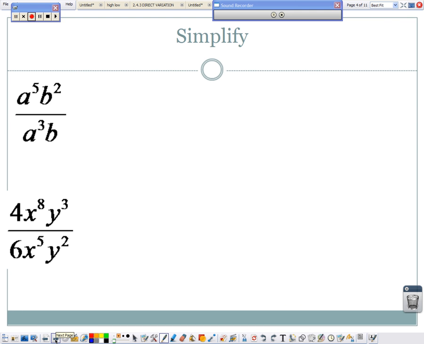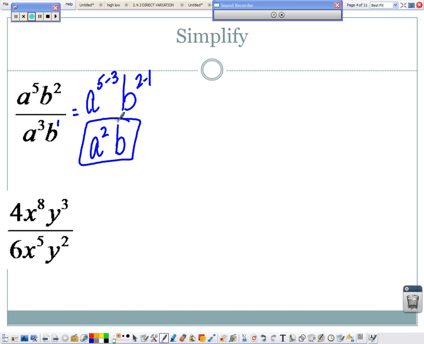So if we did a quick example, first thing is that we need to make sure that they have the same base. So in this example, we're going to do the a's. So if I subtract those, I'm going to end up with a to the 5 minus 3, b to the 2 minus 1. Remember, there's not an exponent on the b, there's an invisible 1 there. So 5 minus 3 is 2, so a squared, and 2 minus 1 is 1. So my answer is going to be a squared b.